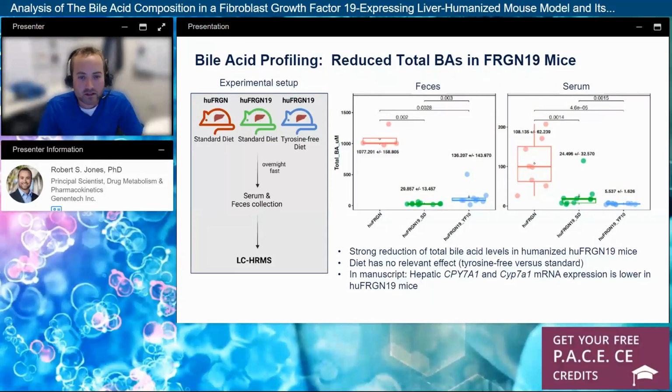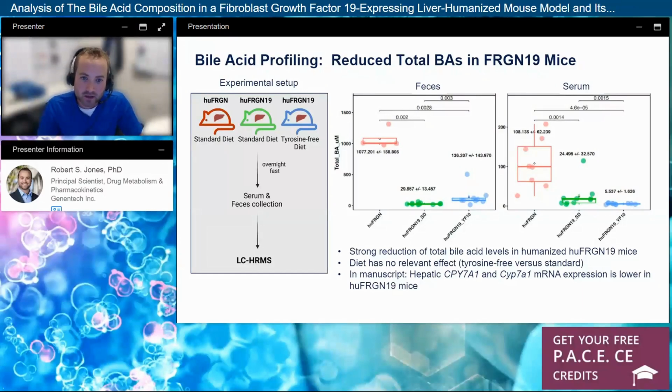So in our experimental setup, we had three groups. On the left in red, these mice were receiving a standard diet. These were the original FRGN mice without human FGF19, these still had the murine FGF15. So that disconnect between the gut liver axis was still in play in this mouse model.